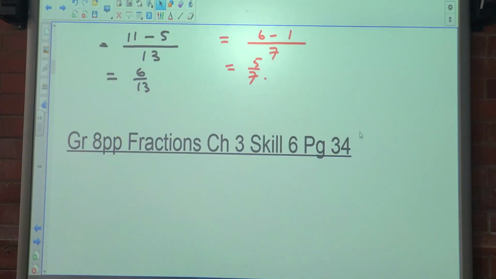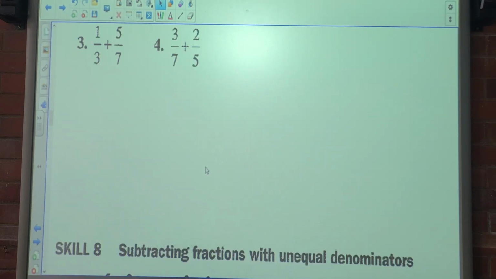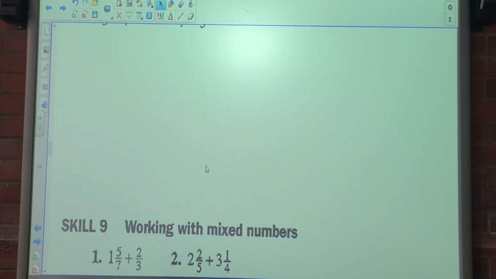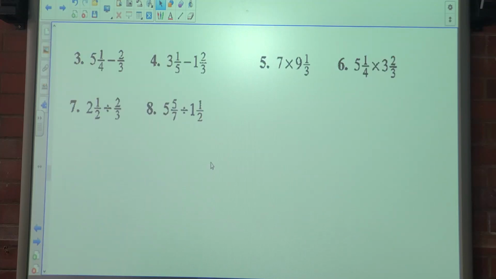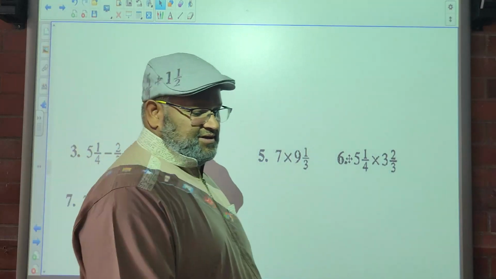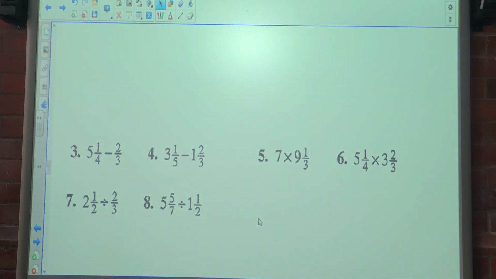So for homework, I would like you guys to do skill 7, 8, and 9. Skill 7, 8, and 9. That is for Monday. Okay. And that is on page 35. Skill 7, 8, and 9 on page 35. Okay.